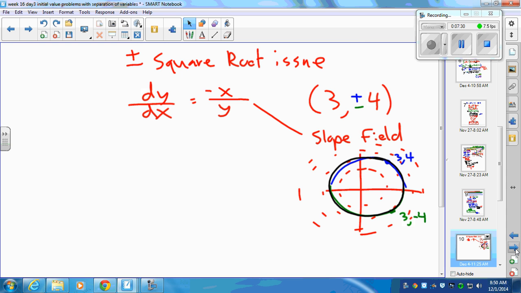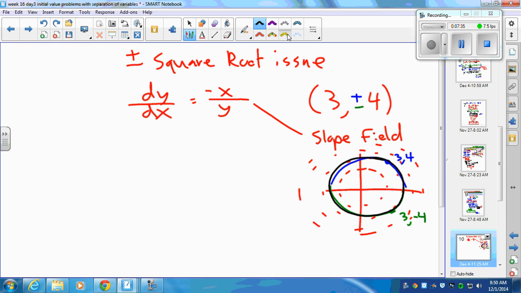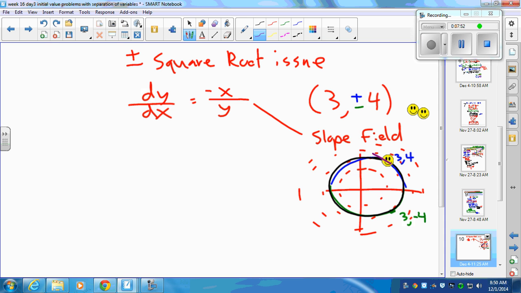If you're a little particle, let's say you're a little smiley face here, and you're starting to go on this train track. Here we go. Right there, (3, 4). Can you tell me the slope? You should be able to tell me the slope right there at (3, 4). You could find it from the slope field. You could plug into the slope field here, and you would get negative 3 over 4 is your slope.